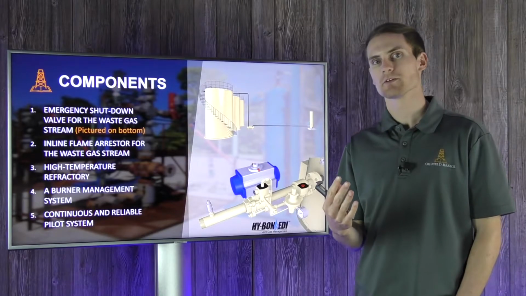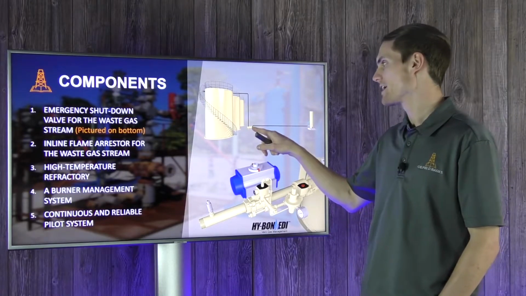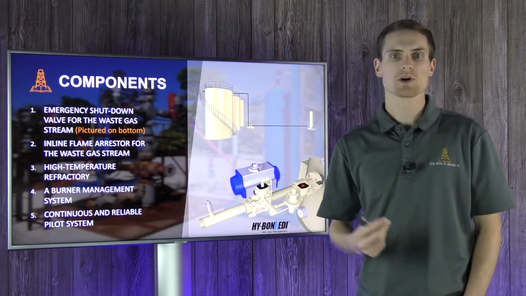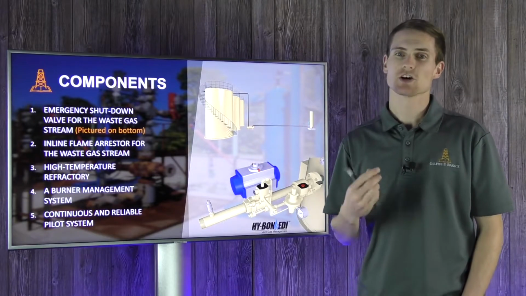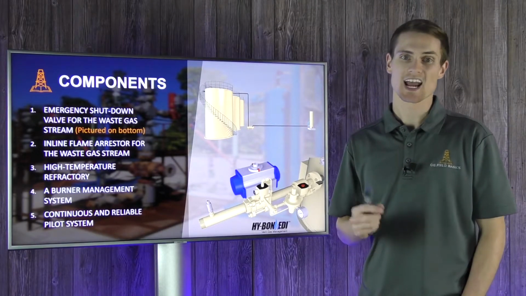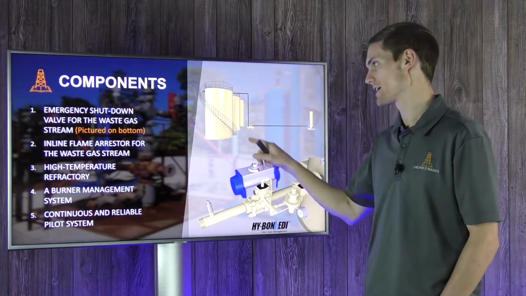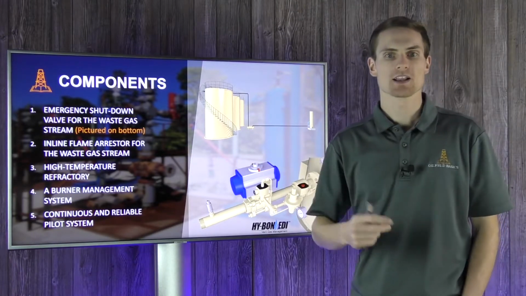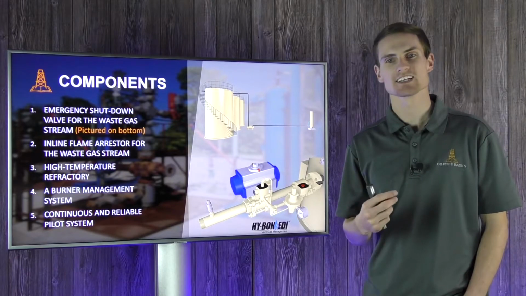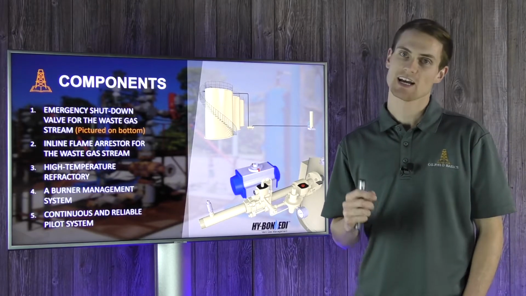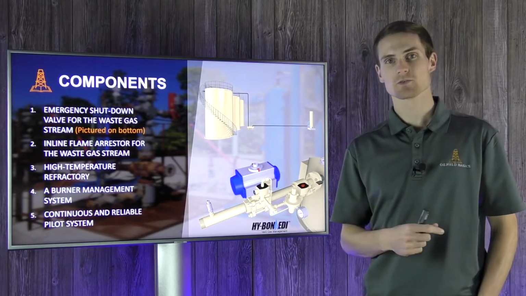Another crucial component that we want to touch on is the knockout pot. Now within the waste gas piping system, there should always be a knockout pot between the tanks and the combustor, and this line should be sloped both ways towards the knockout pot. The knockout pot allows for any liquid hydrocarbons to be collected so that they don't get into the combustor and cause issues.